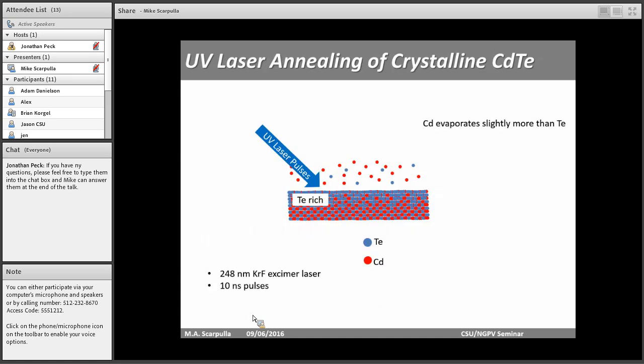We realized through some literature searching that the vapor pressure of cadmium above heated cadmium telluride is actually slightly higher than that of tellurium. So we figured that if we irradiated the cadmium telluride surface with such an ultraviolet pulse, we should probably eject more cadmium than tellurium, and that would result in a net formation of cadmium vacancies, or another way you could look at it is the formation of a tellurium-rich surface, which is a prerequisite for most ohmic contact formation processes.